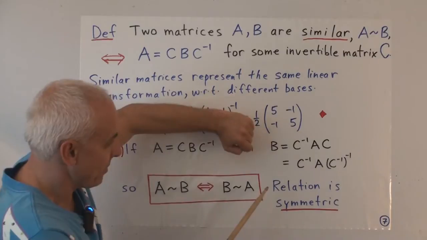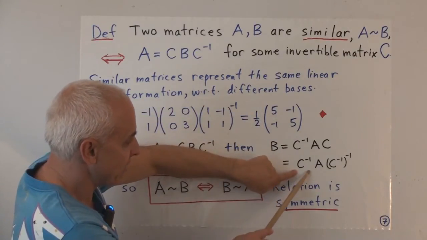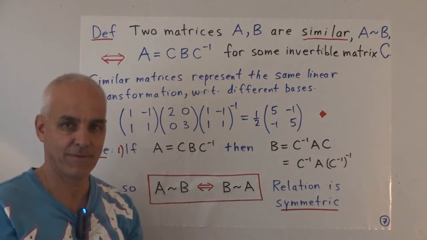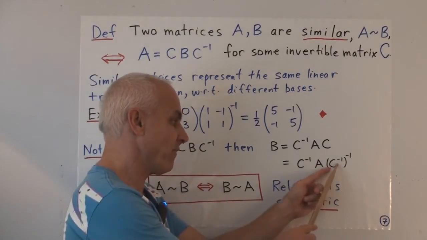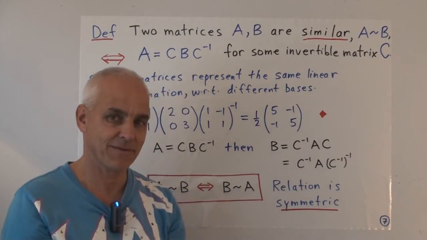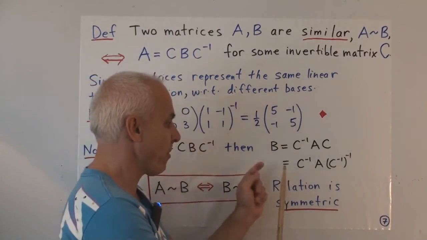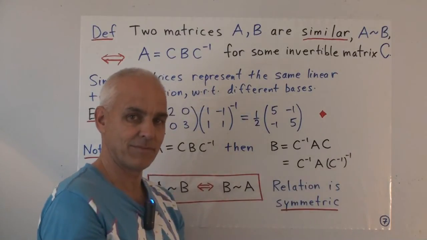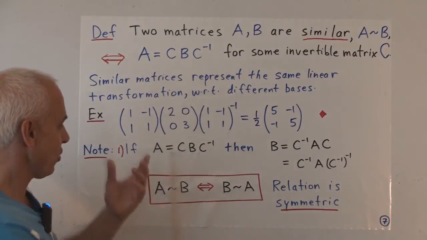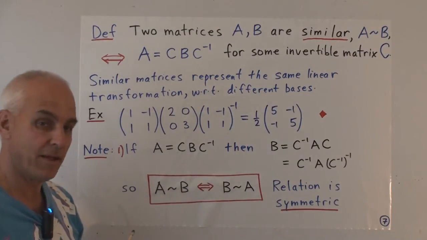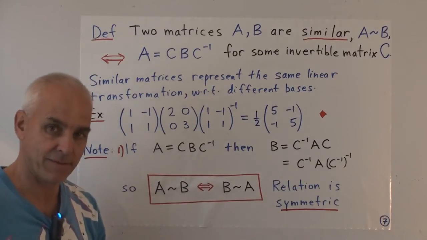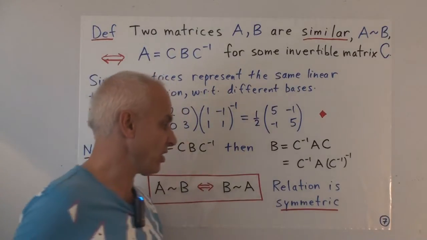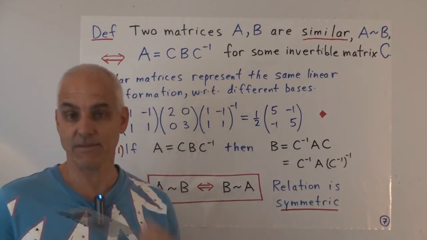Now that looks almost like the same, and it pretty well is, if we rewrite it as C inverse times A times C inverse inverse. And that's allowed because the inverse of the inverse is the original matrix. Then we see that we have something of the form some matrix times A times that same matrix's inverse. So this shows that if A is similar to B, then B is similar to A. And that property is called the symmetric condition. So we say that the relation is symmetric.